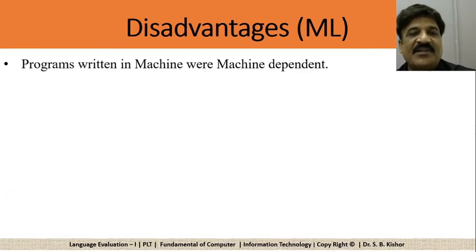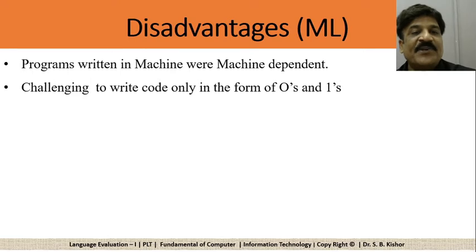Programs written in machine language were what? Machine dependent. It means if you have written a program in a particular computer, it may not work on another computer. Please remember, we are talking about the era of the 1950s. Then, it is challenging to write the code only in the form of 0 and 1. It is very difficult to write the instructions and code, everything in the form of 0 and 1.